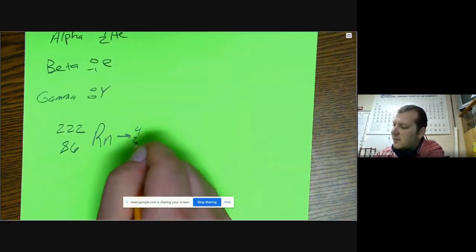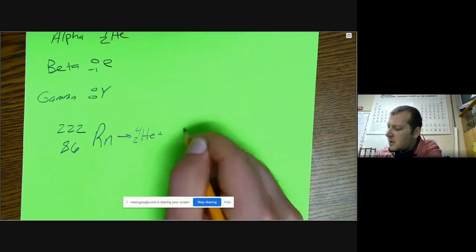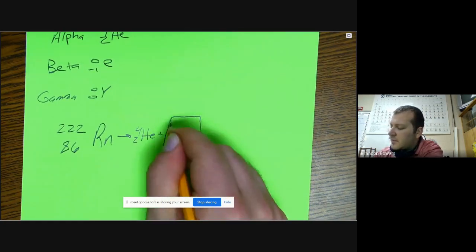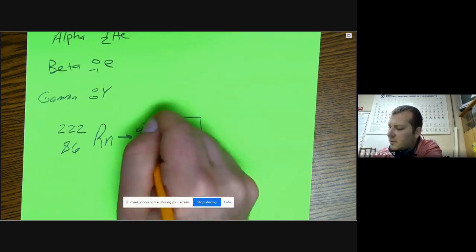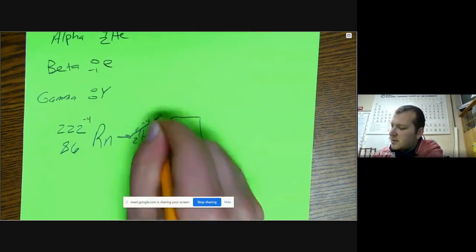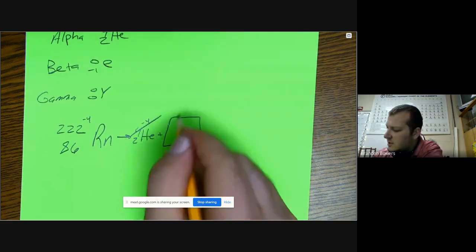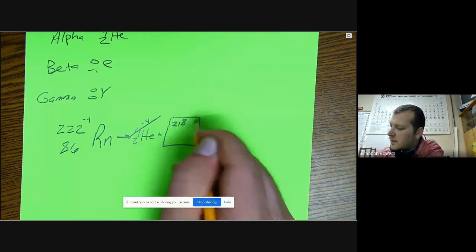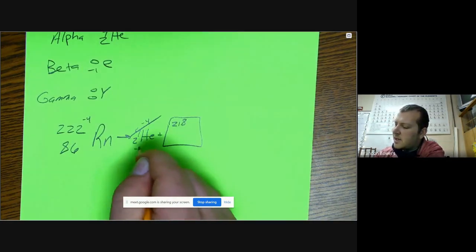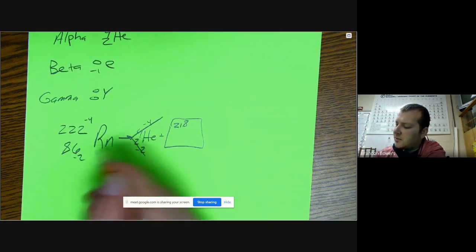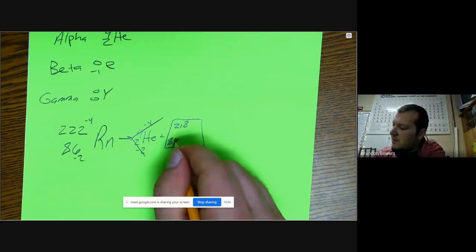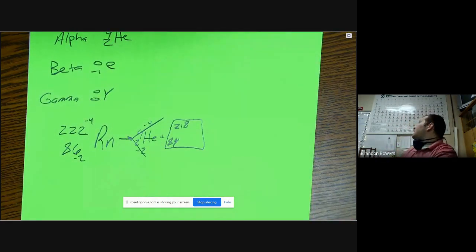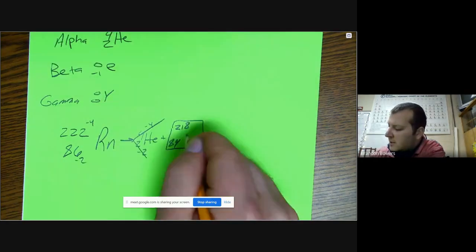So if that undergoes alpha decay, that's 4,2 helium. What goes in the top? Well, since we have a positive 4, the opposite of positive 4, we're going to subtract 4 on both sides. So 222 minus 4 is 218. Here we have a 2, so the opposite of positive 2 is -2, so subtract 2 on both sides. 84 is the bottom, and remember the bottom is what tells us the element. So element 84 is polonium.